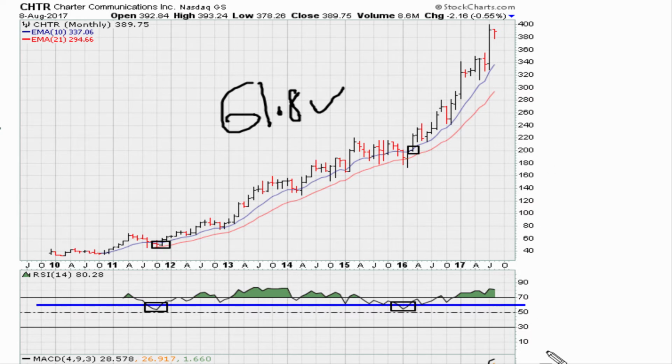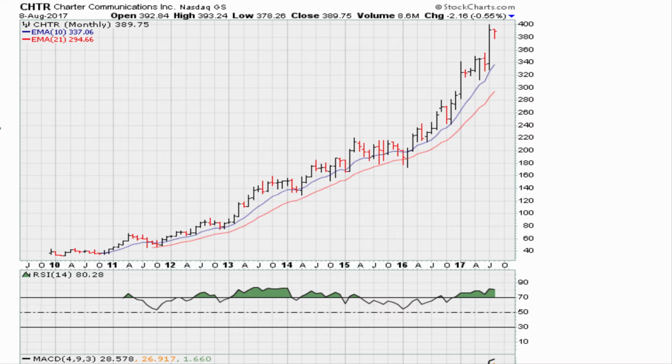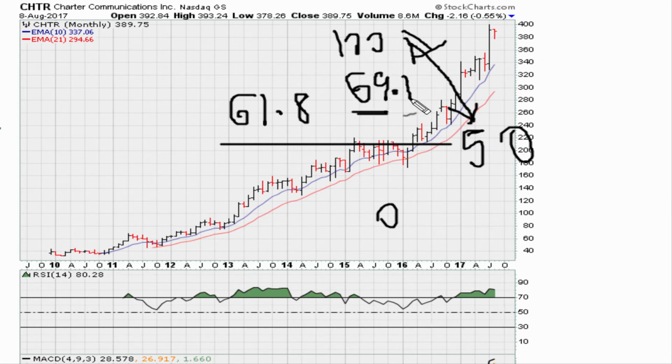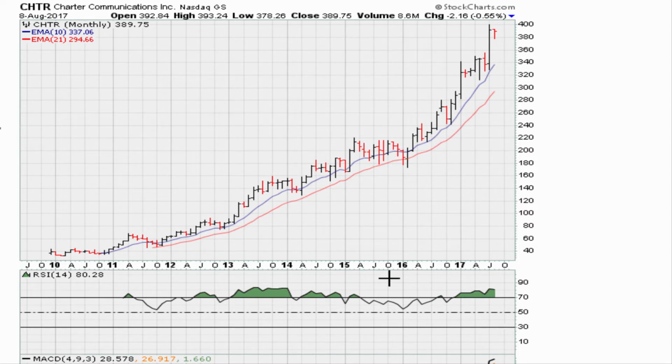Now, so that's 61.8. Now, there's another way of looking at 61.8. So we know that 61.8 is pretty much between 100 and 0, right? We know that. And of course we have 50 coming here. So that's your 50 line. Okay, now 61.8 between 50 and 100 happens to be at 69.1. Hope that makes sense. Let me try this another way.